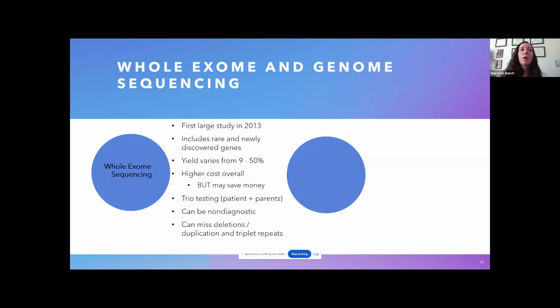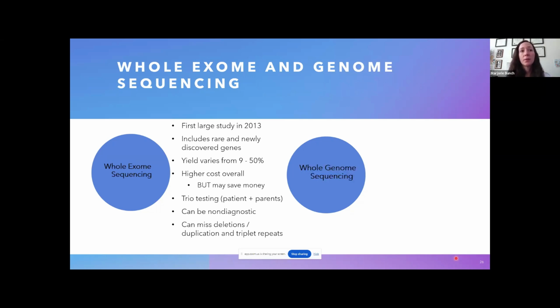Even though we're looking at all of the coding DNA with whole exome sequencing, it can still be non-diagnostic. It's negative in half of patients. And it can miss some things too. It can miss deletions or duplications or triplet repeats that could be picked up by that chromosomal microarray. So it may not end the genetic testing odyssey for everybody. So that's whole exome sequencing, just looking at that 1.5% of the genome that codes for genes.